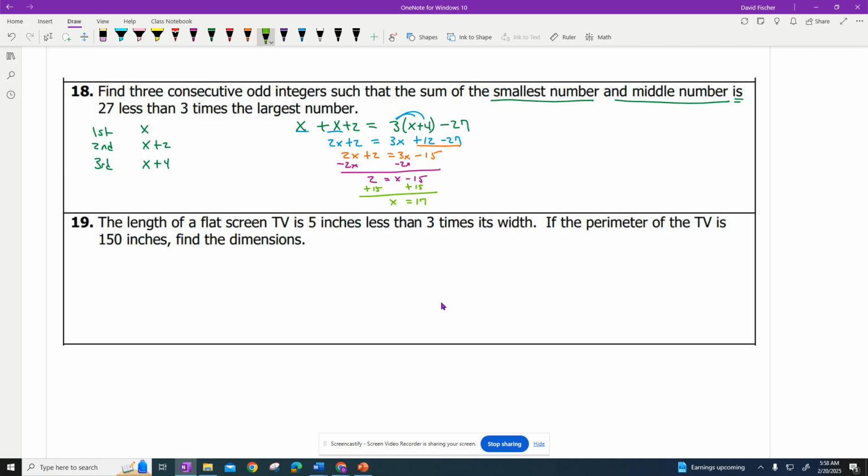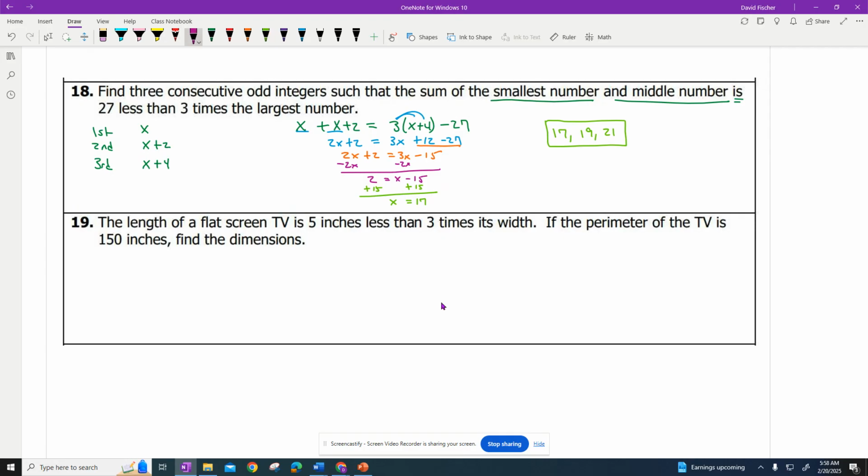So now I want 3 numbers, consecutive odd integers. I'm good. 17 is an odd number. So my first number is a 17. 17 plus 2 is 19, 21. There's my 3 numbers.